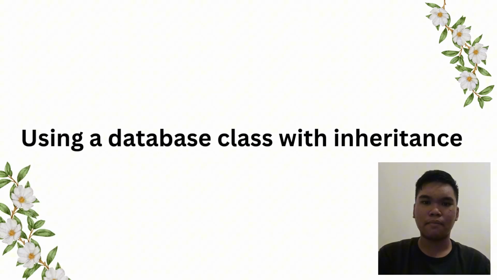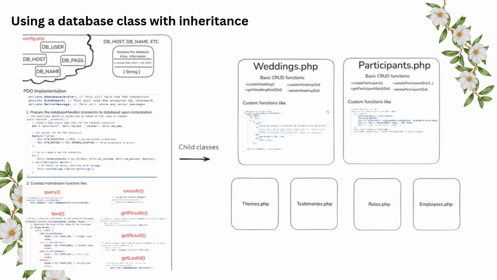The lib folder acts as the storage for all the classes needed for our system. Aside from the template class, we also had a database class, both of which are stored inside the lib folder. The database class functions as a parent to all other classes like testimonies.php, weddings.php, and more.